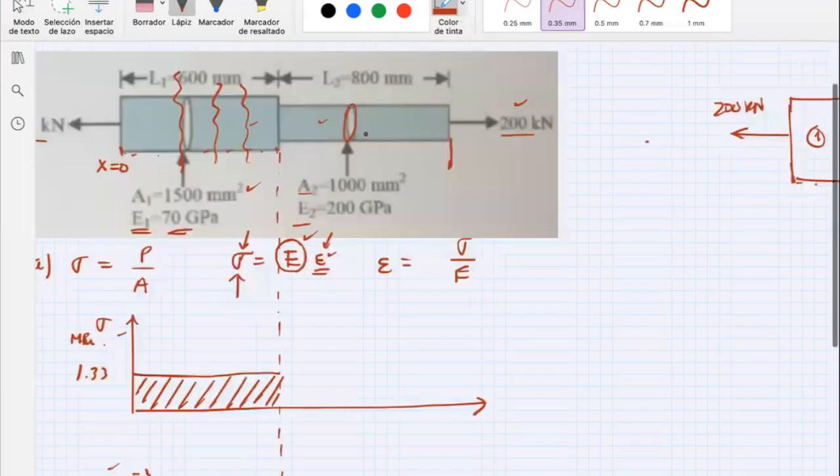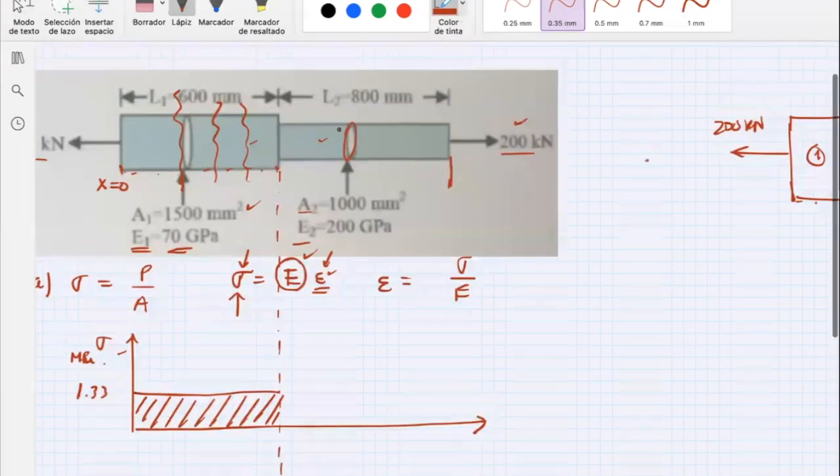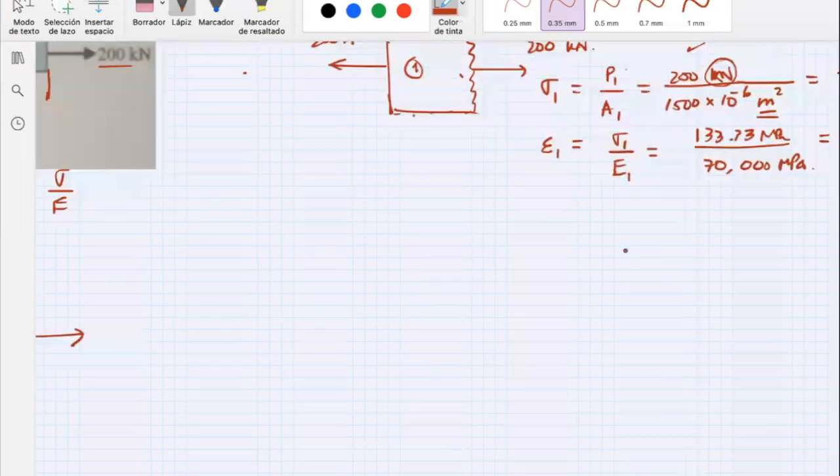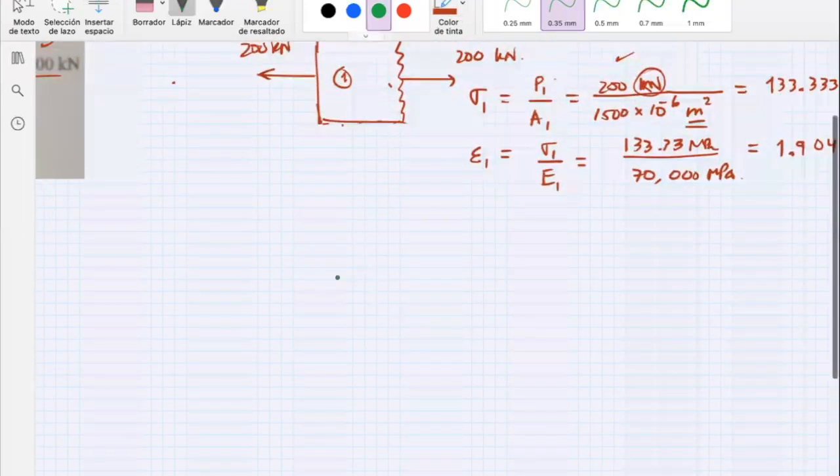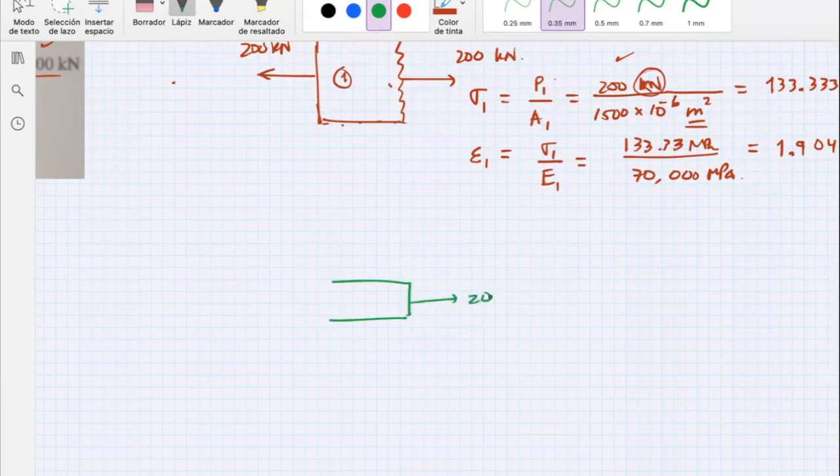Now, let's go with the other part. I'm going to take the right part of that, so it's this 200 kilonewton. Then I'm going to break it to my left. It doesn't really matter where you break it. So this should be 200 kilonewtons here, otherwise this thing will move.